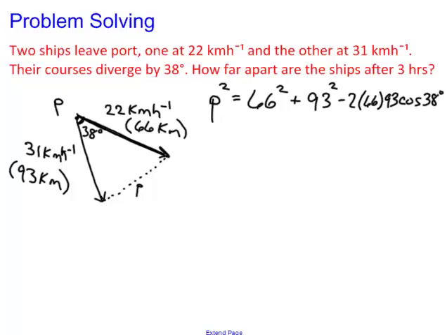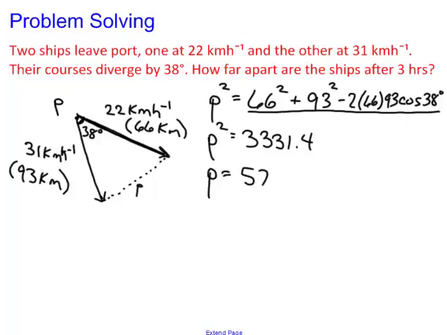Now, evaluating in the calculator, if I am careful and follow the order of operations, P squared would equal 3,331.4, which means that P, the distance between the 2 ships, would be 57.7 kilometers. So after 3 hours, those two ships would be 57.7 kilometers apart, and we have what we were looking for.